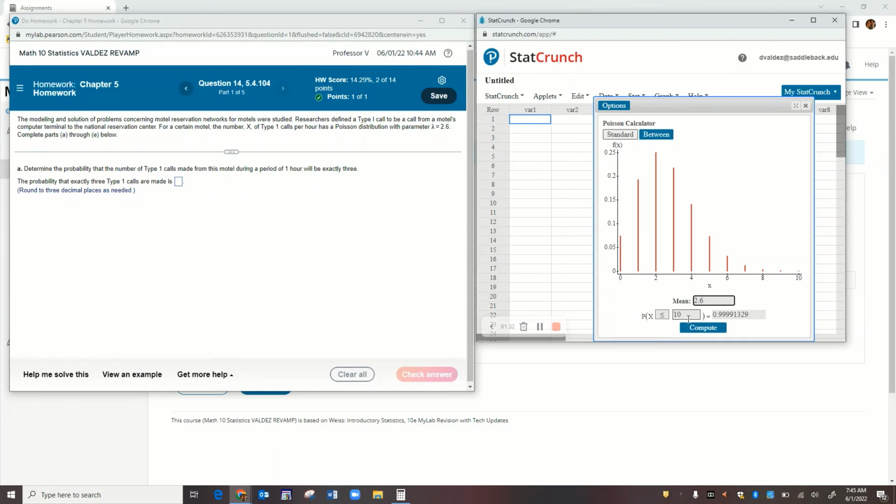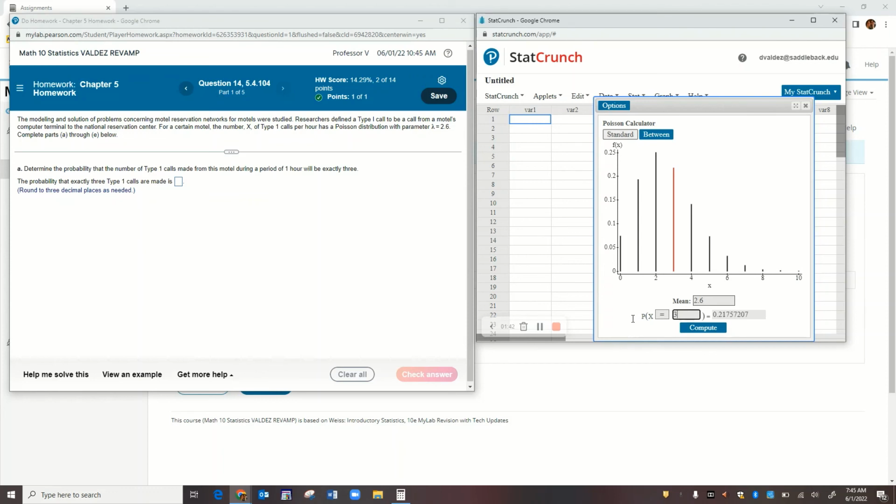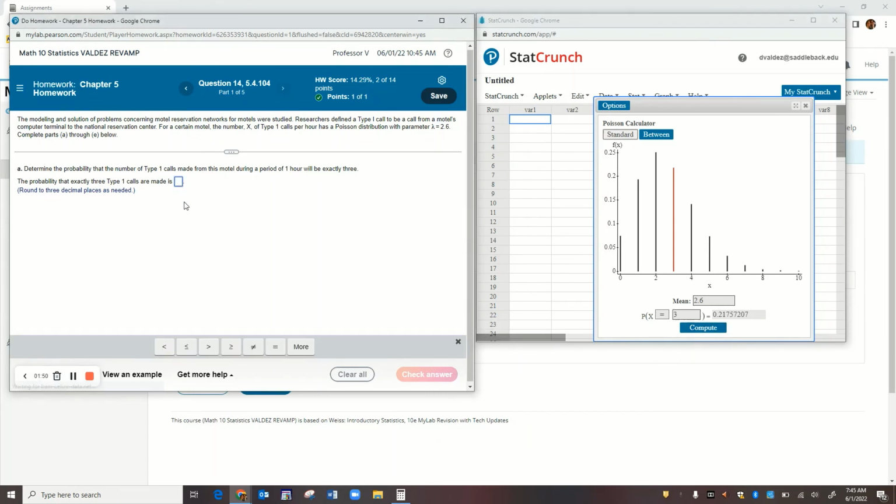And for part A, they want the probability that exactly 3, so that X is equal to 3 calls were made. So change it to equals 3. And this time they want 3 decimal places, not 4. So notice it's 0.2175. So I would round that to 0.218.